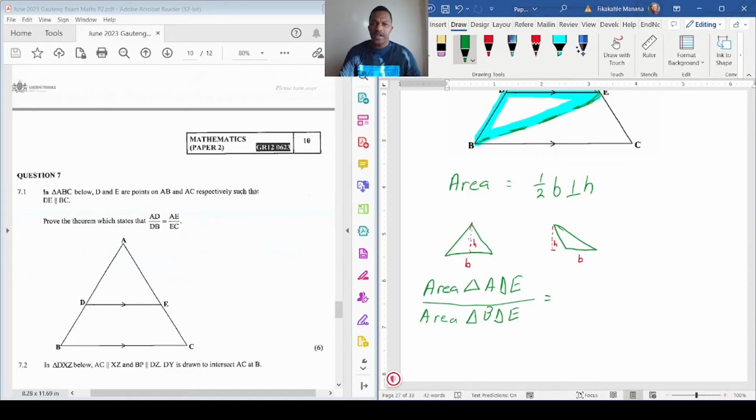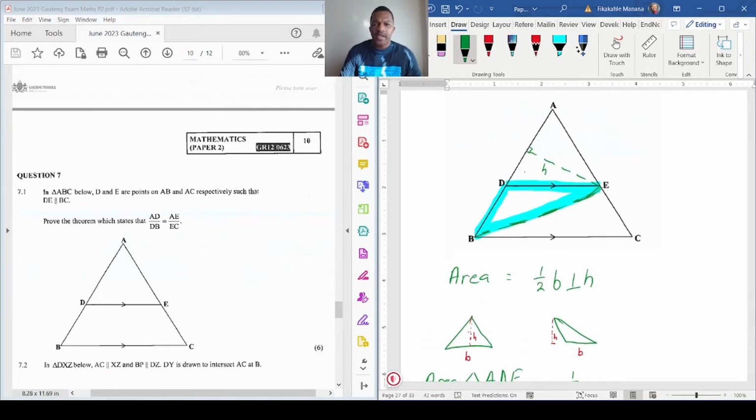Okay, so the areas. So we're gonna say half. Let's start with ADE. Half base, and what's the base? If you look here, the base of this height is actually AD. It can only be AD. You can't use any other base, because if you want to use the base DE, then you have to construct a new, perpendicular height there. But the base of this height that we constructed is AD.